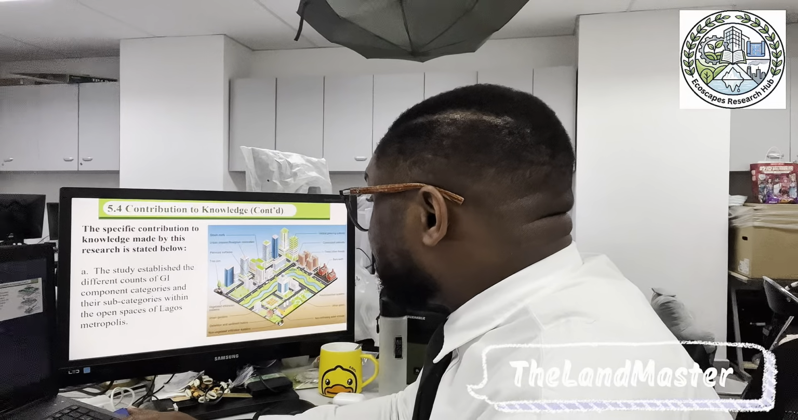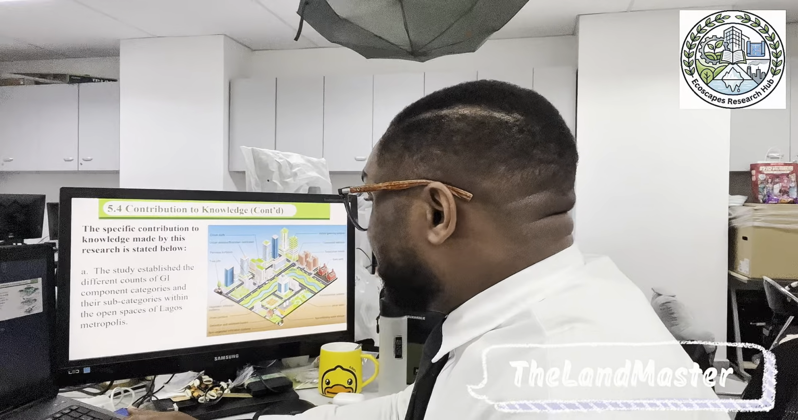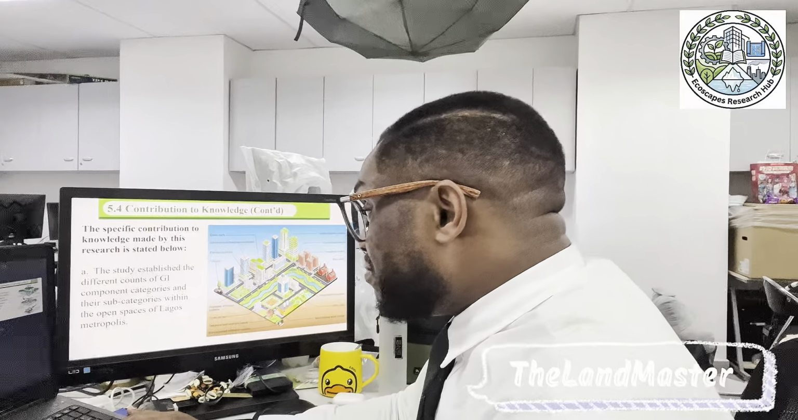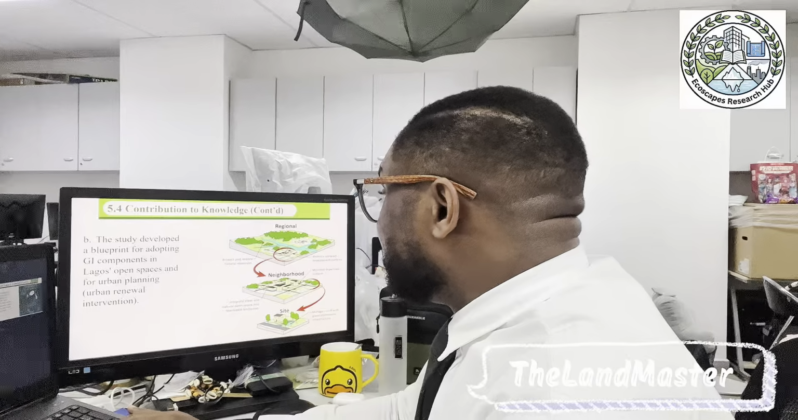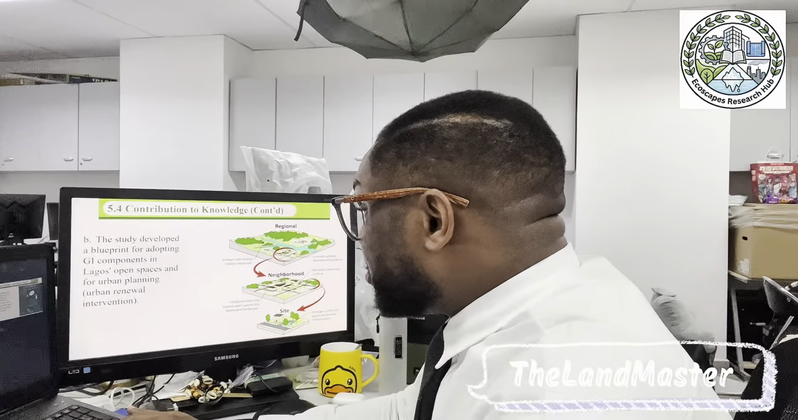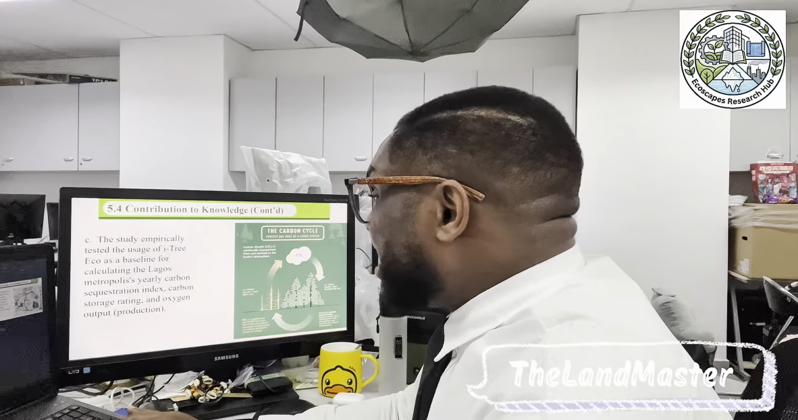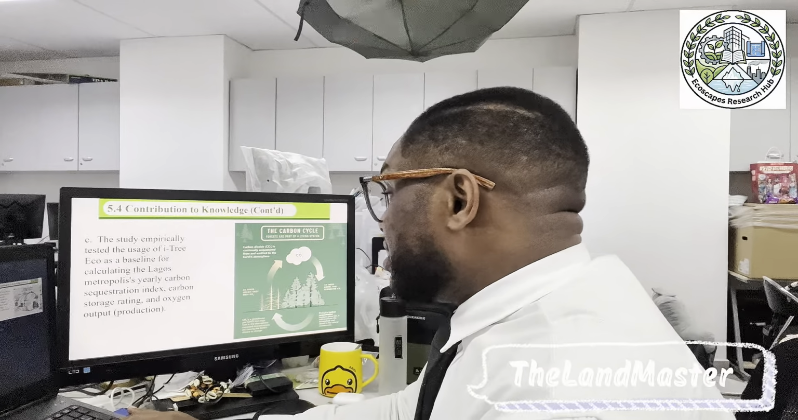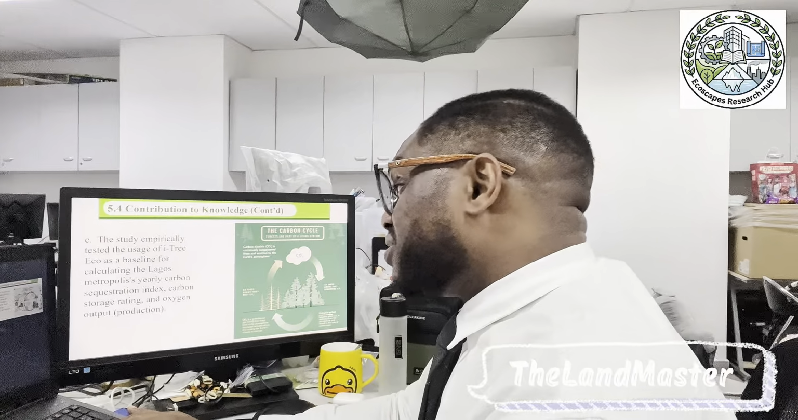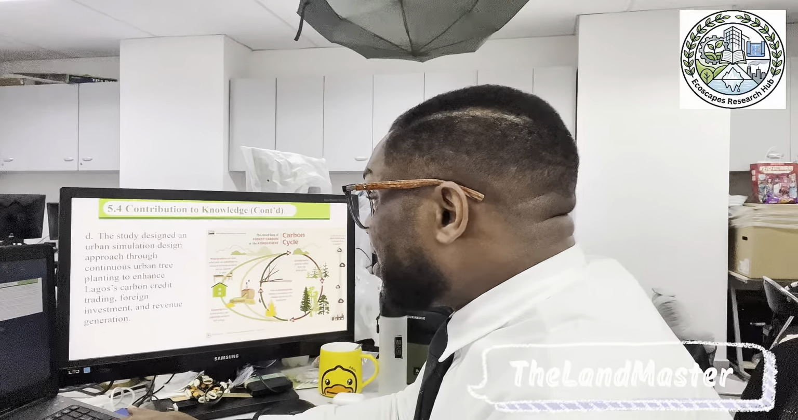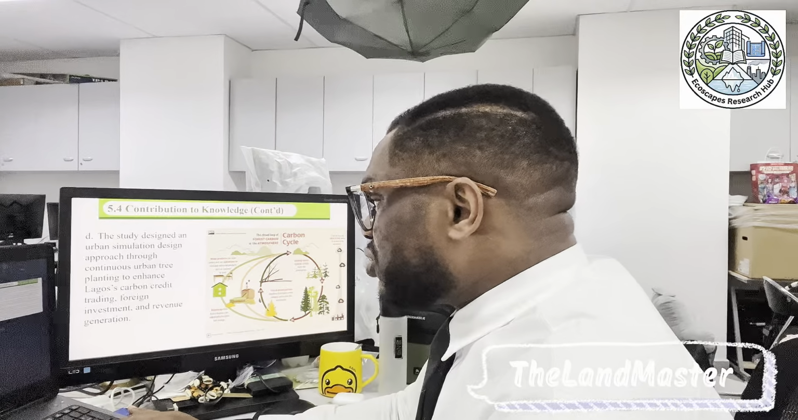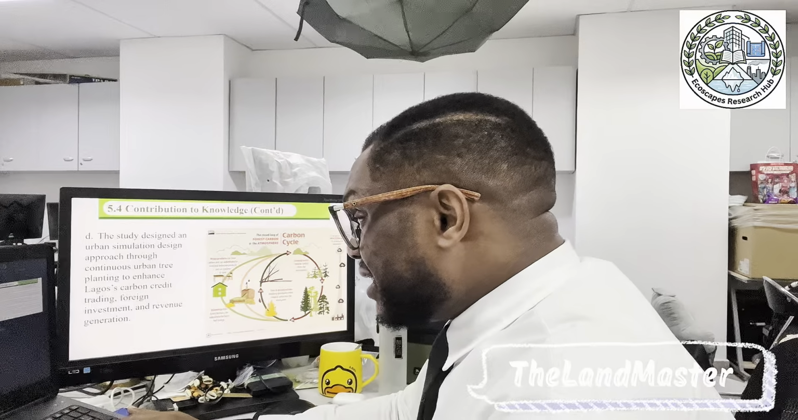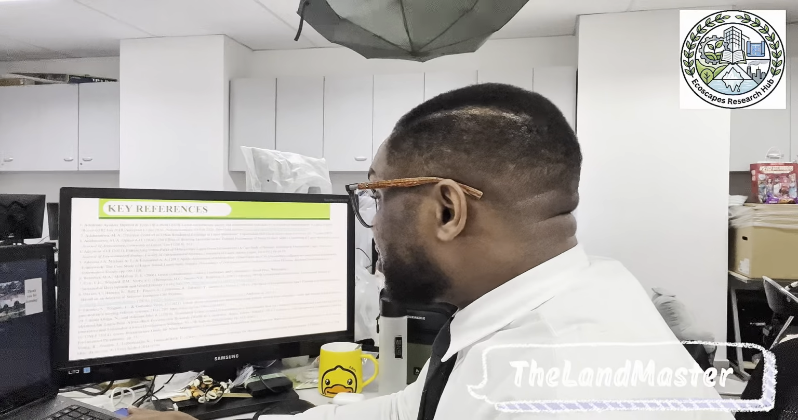The specific contribution to knowledge made by this research is stated below. The study established the different counts of GI components across the various categories. The study developed a blueprint for adopting GI components in Lagos State. The study empirically tested the usage of i-Tree Eco as a baseline for calculating Lagos Metropolis yearly carbon sequestration index. The study designed an urban simulation approach through continuous urban tree planting to enhance Lagos carbon credit trading, foreign investment, and revenue generation.